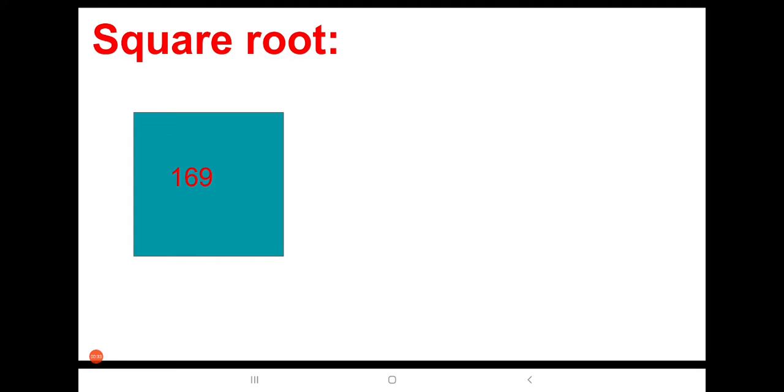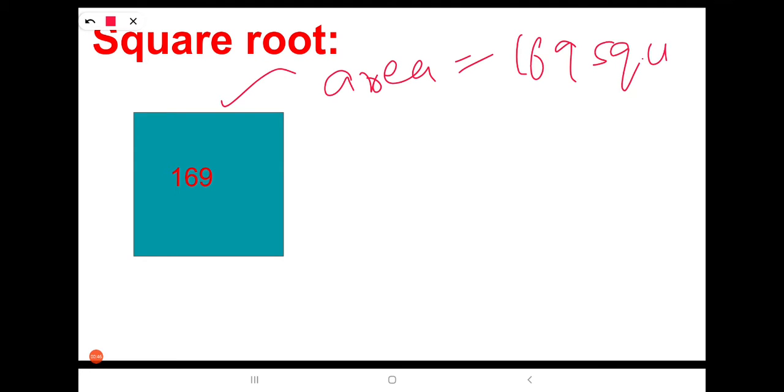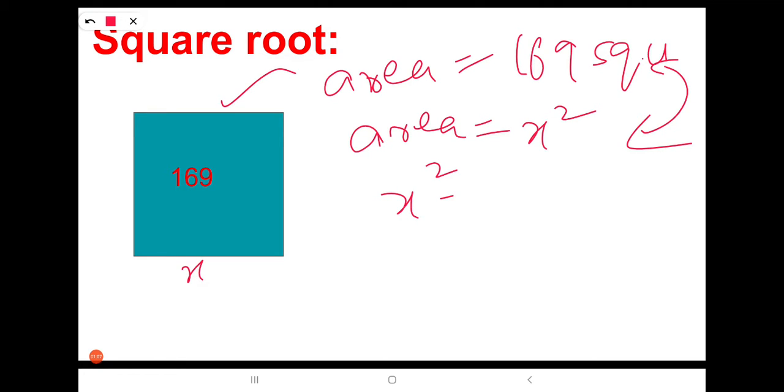Right. So see, given here is a square. The area of the square is given as 169 square units. I don't know this side. Consider it is x. If the side is x, what is the area of the square? Yeah, area of the square is x square, isn't it? So if you compare these two, we get x square is equal to 169.